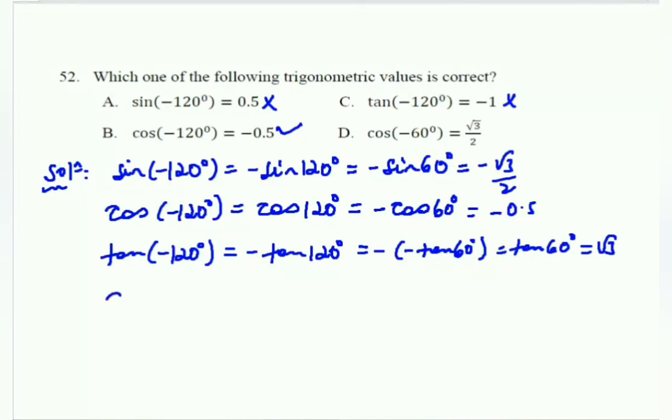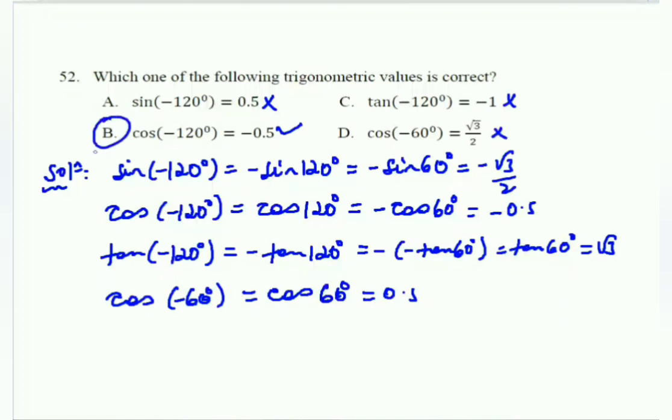The last one is cosine of negative 60 degrees, which is equivalent to cosine of 60 degrees, which is 0.5. So still this is wrong. Therefore, the answer for this problem is B.